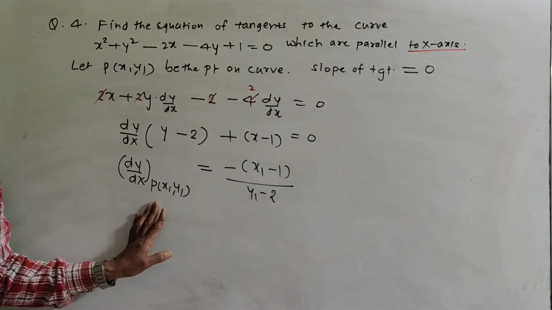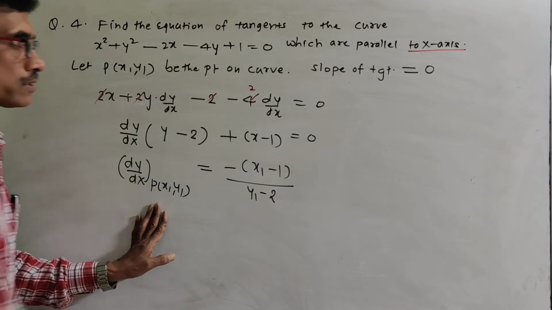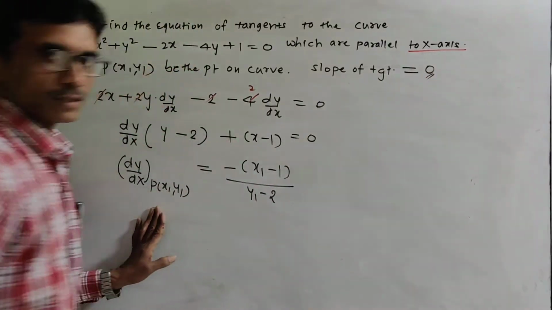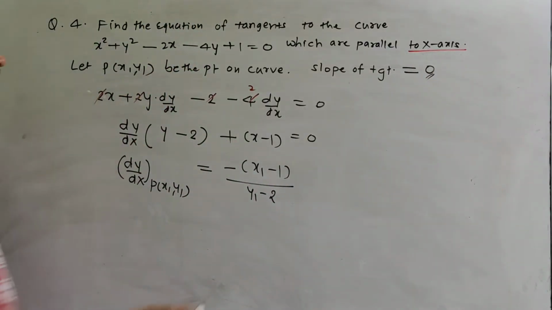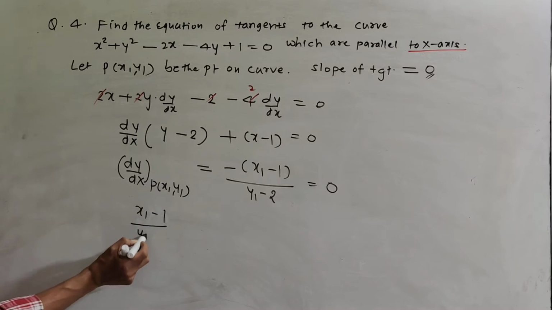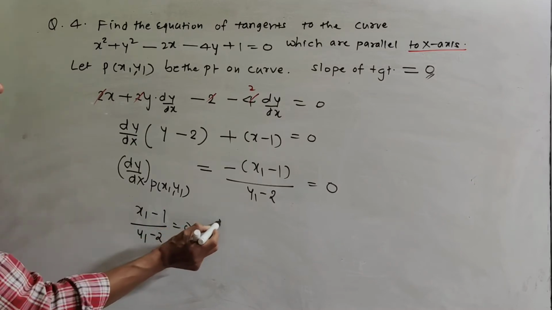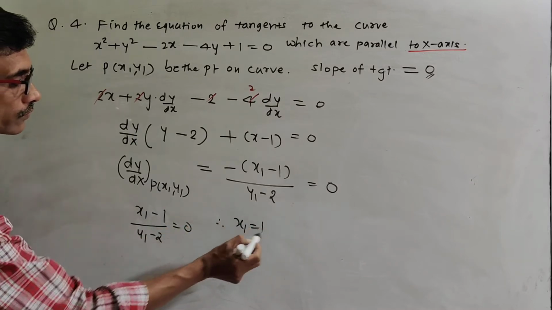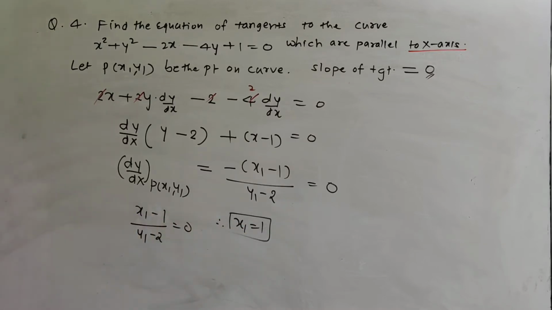But this slope of tangent is equal to what? 0. Why? Because our tangent is parallel to x-axis. So that is equal to 0. That means (x1 minus 1) upon (y1 minus 2) is equal to 0. Therefore x1 is equal to 1. यहाँ पे x1 is equal to 1.